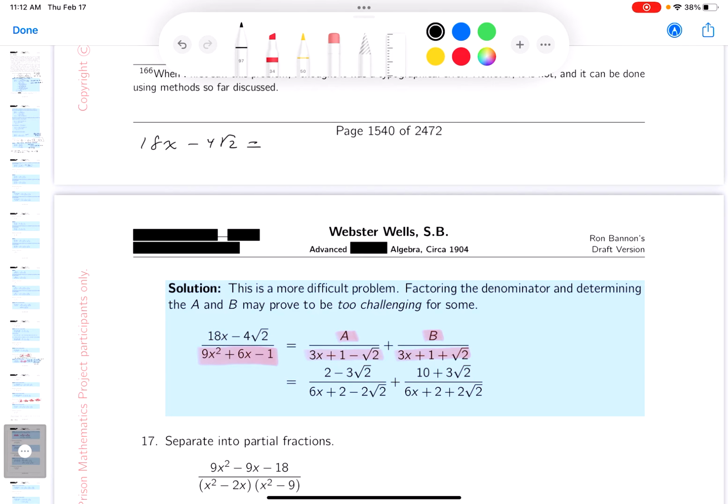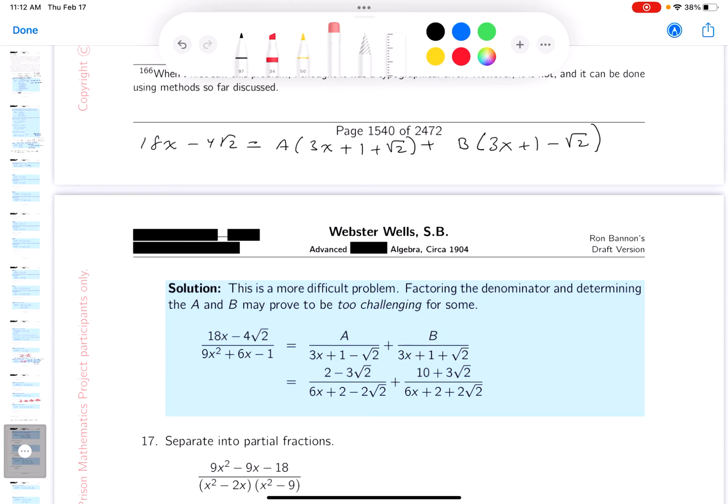And I'll tell you what I'd get. I'd get A times 3x plus 1 plus root 2, plus B times 3x plus 1 minus root 2. And I think you probably know what I want to do now. I want to pick an x that makes my life easy, but I got to be honest with you. For a lot of people, it's not going to make their life easy. It's going to make it a nightmare. And I understand that, by the way.